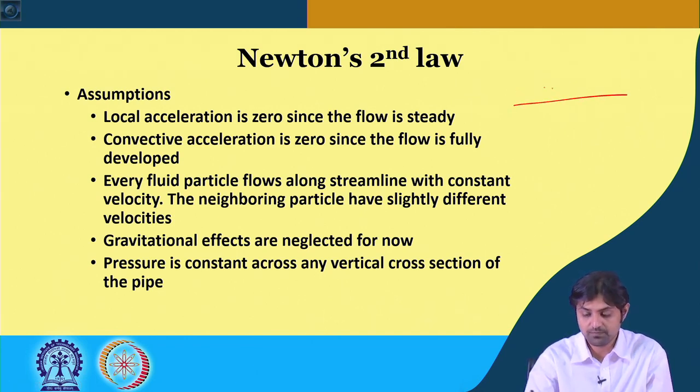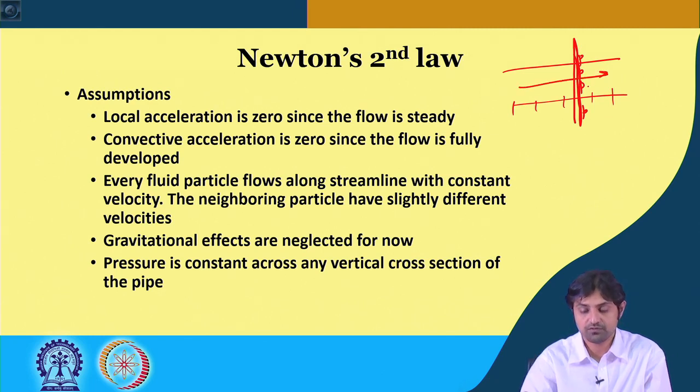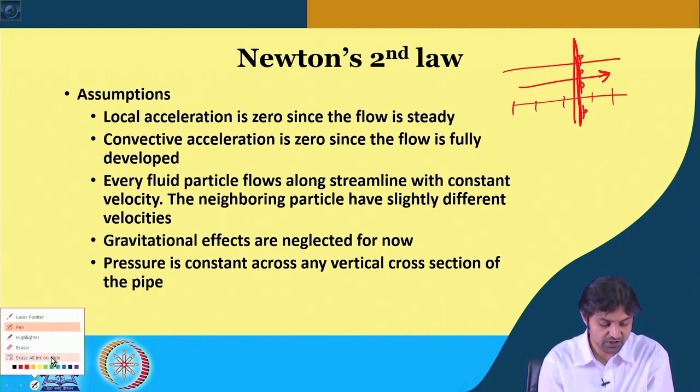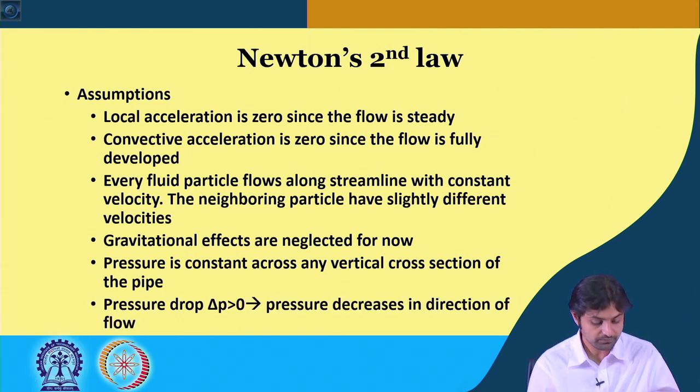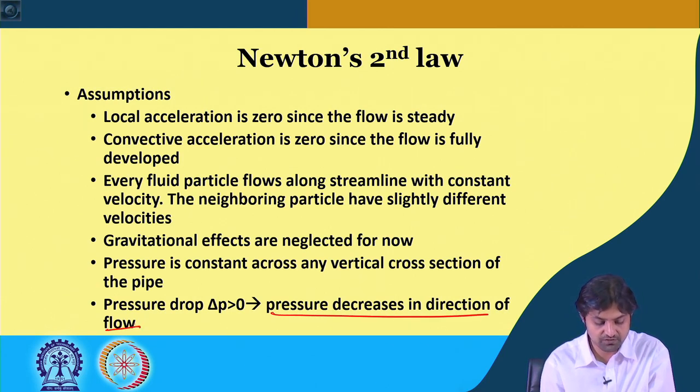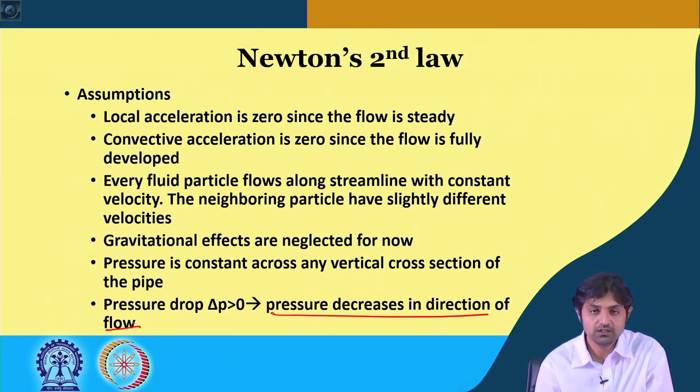Of course, the pressure varies from this point to this point to this point, but across this cross section, if there is a pressure P here, it will be P here, P here, P here. So, pressure changes only with the x distance, not with the r distance. Now, the pressure drop delta P is greater than 0, that means pressure decreases in the direction of flow, and that is very true. The water will move from the region of high pressure to the region of low pressure.